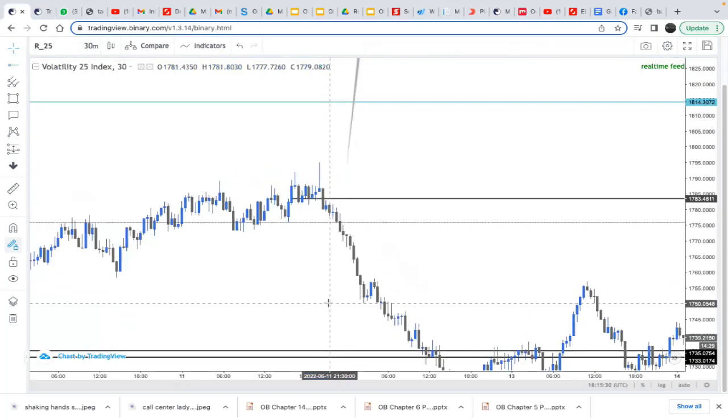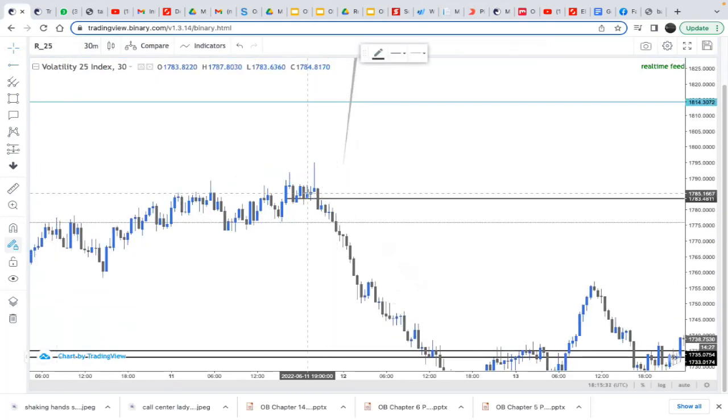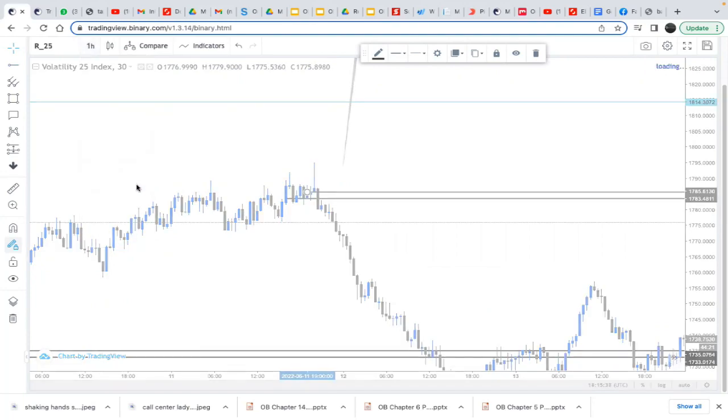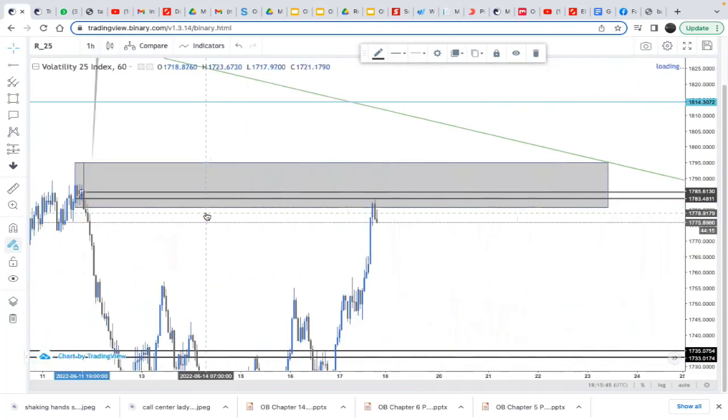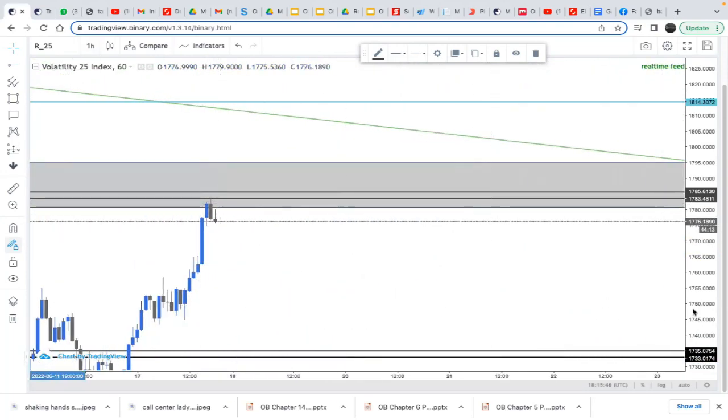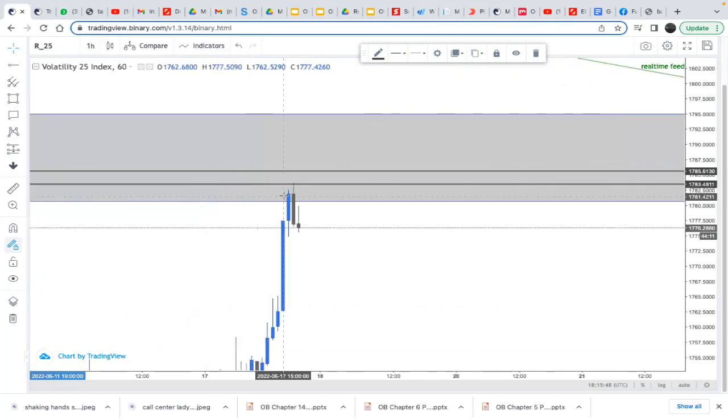So I looked for any other imbalance right here. There was one right here at this point. So I pretty much just went back to the 1 hour and just waited for price to get to any one of those lines, which it did. So it tapped the first line. And once it tapped the first line and I saw this strong momentum bearish candle right there, that's when I started to look for my entries.